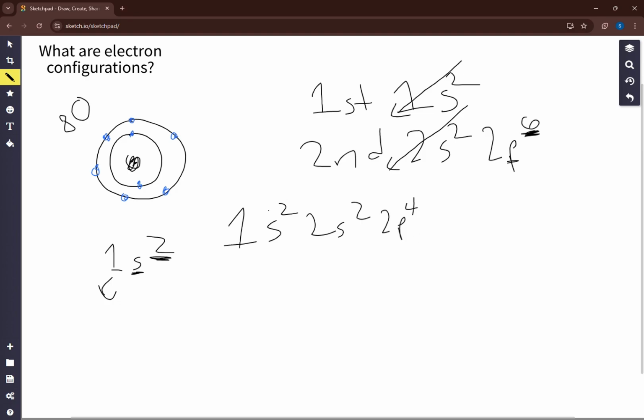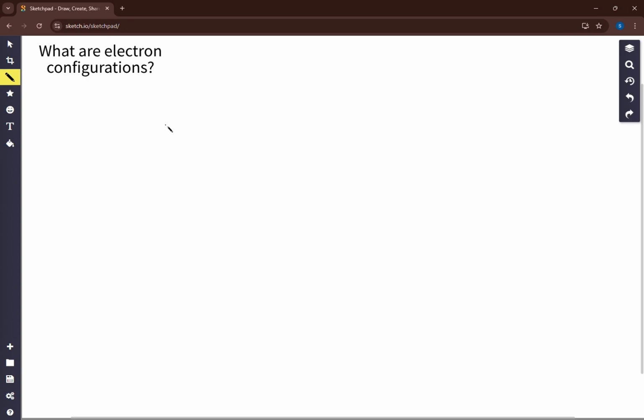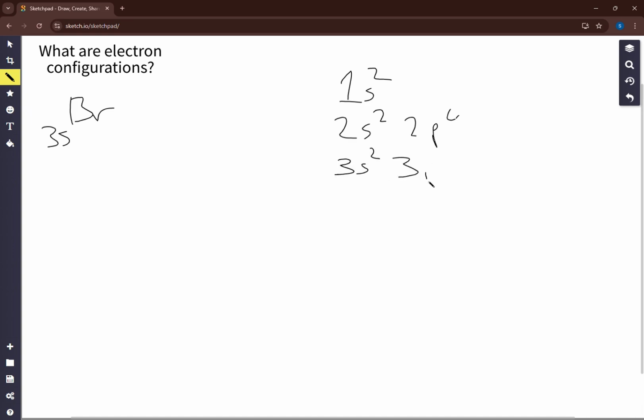Let's try this with an atom that's a little bit more complex. The example I'll use will be bromine. It has 35 electrons. So how are we going to represent that? In the first shell, they're going to have 1s2. Second shell, 2s2, 2p6. In the third shell, we're going to have 3s2, 3p6, 3d10.